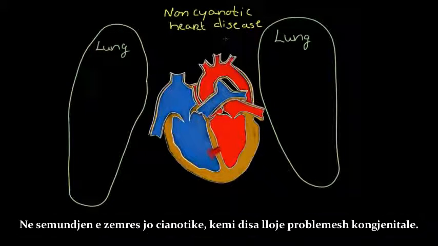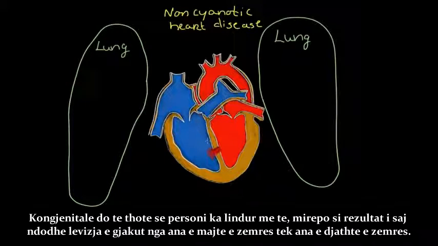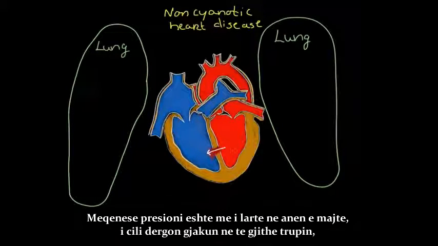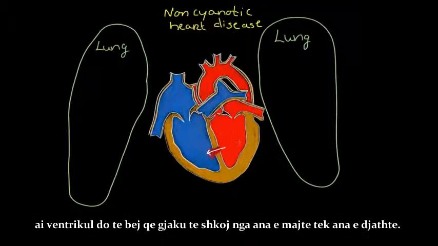Non-cyanotic heart disease, you have some type of a congenital defect, and congenital just means that the individual is born with it. But what happens as a result is that blood moves from the left side of the heart to the right side of the heart. And in this example, you see that we have a little hole here in the wall between the left ventricle and the right ventricle. And since the pressure is higher on this left side that's sending the blood throughout the entire body, that is going to cause blood to go from the left to the right ventricle.